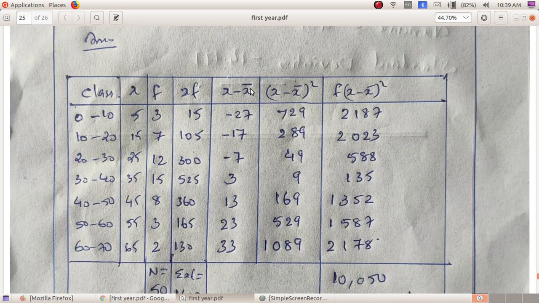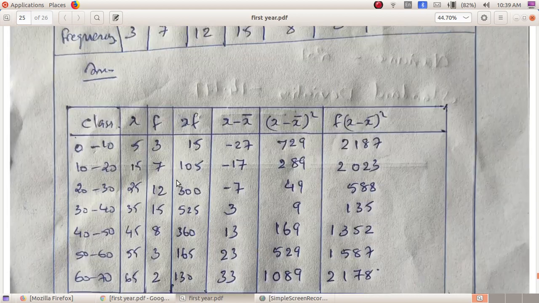Next column, x minus x bar, that is 5 minus 32, x bar means 32. 5 minus 32 is minus 27. 15 minus 32 is minus 17. 25 minus 32 is minus 7, and so on. The next step is x minus x bar all square. Minus 27 whole square is 729. The negative will disappear because all negatives have positive squares. So negative 27 whole square is 729 itself, and so on.